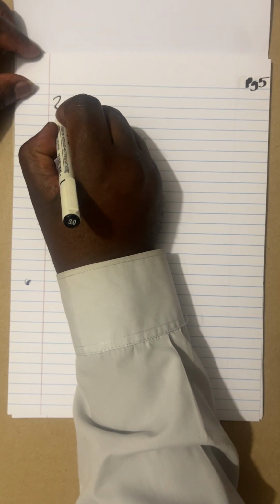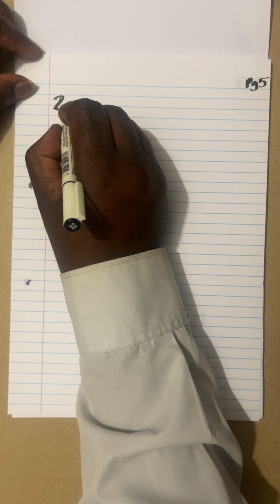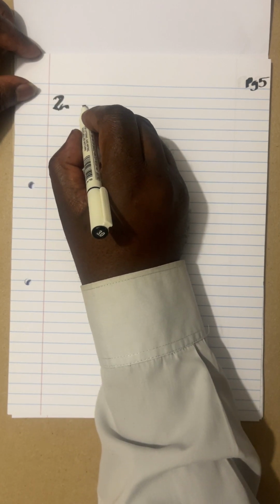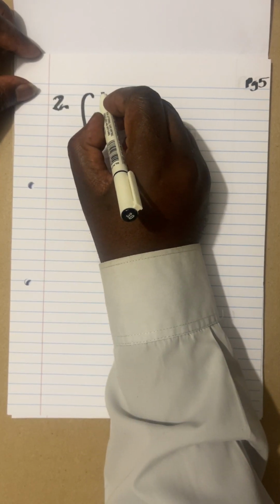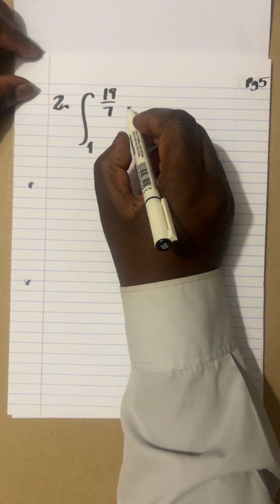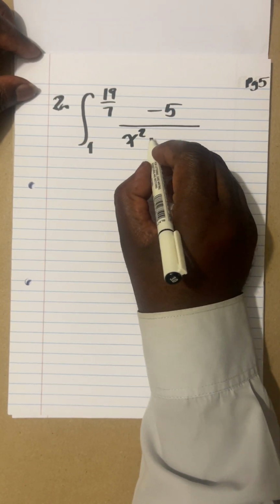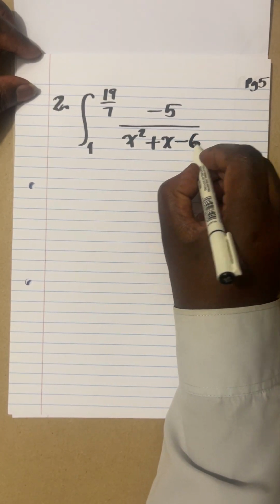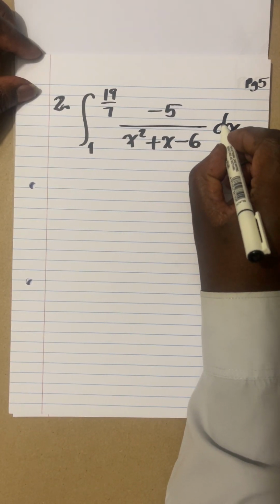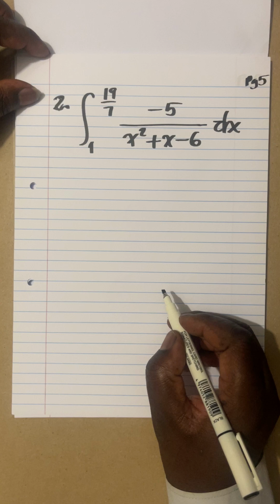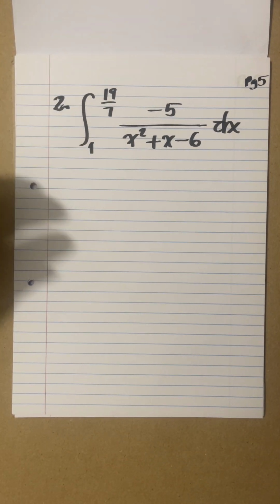So number 2. It says the integral from 1 up to 19 over 7 of minus 5 all over x squared plus x minus 6, and we are saying dx. Now, factorizing the denominator, I want to do it on a separate page just to remind you.